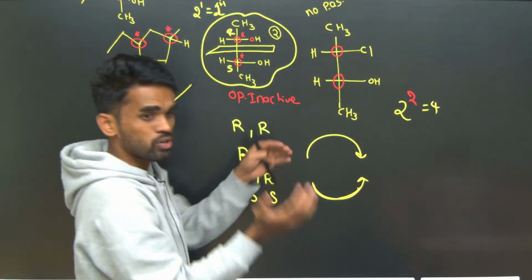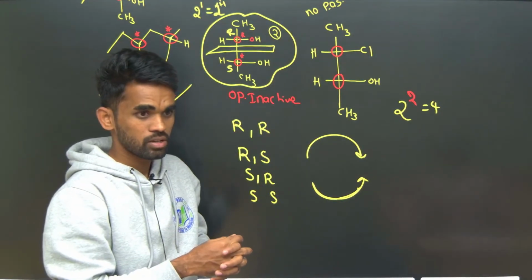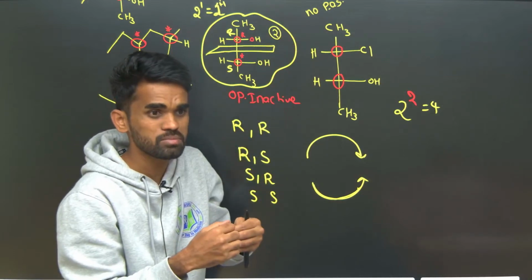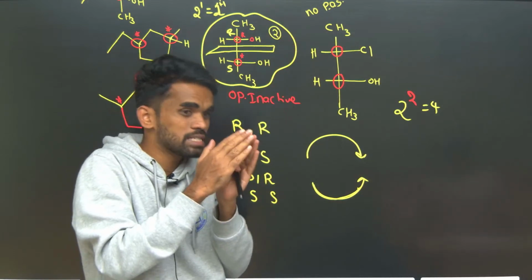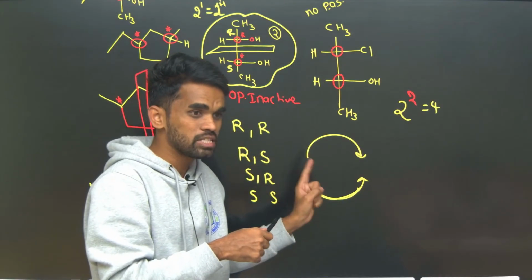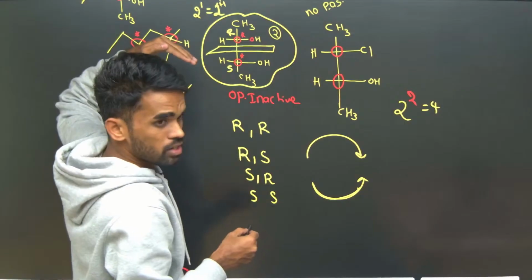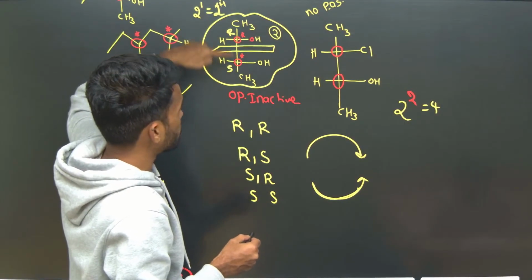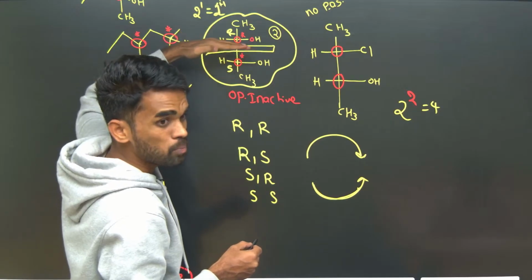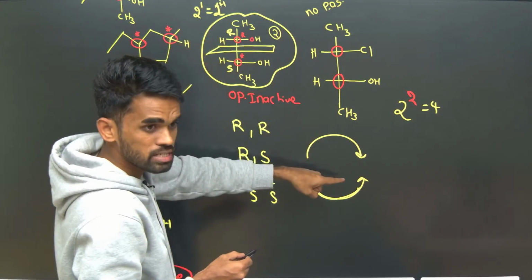What about net rotation? One is clockwise, another one is anti-clockwise. So net rotation becomes 0. So will the plane polarized light rotate anywhere? No, because the net rotation is becoming 0. Therefore, the compounds which have different configurations at different centers like this, which have a plane of symmetry, are optically inactive because their net rotation is 0.